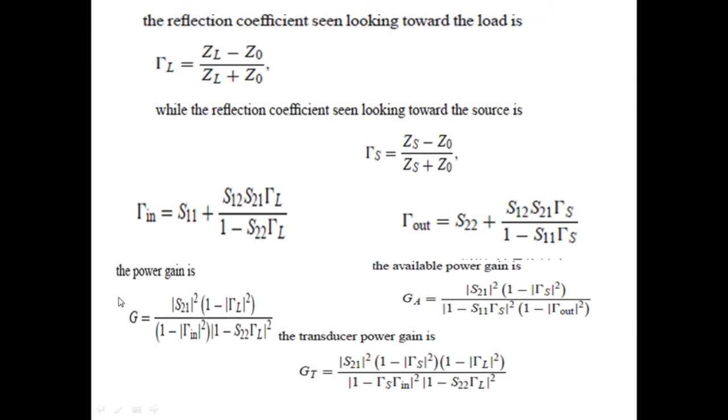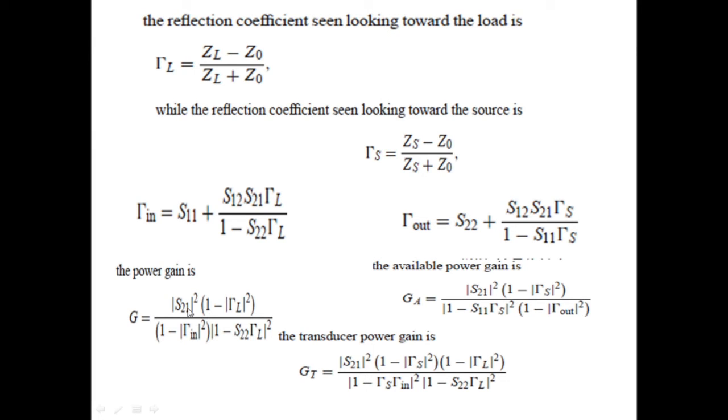Similarly, the power gain formula: G equals mod of S21 the whole square into 1 minus mod of gamma L the whole square, divided by 1 minus mod of gamma in the whole square into mod of 1 minus S22 gamma L the whole square. And the available power gain GA equals mod of S21 the whole square into 1 minus mod of gamma S the whole square, divided by mod of 1 minus S11 gamma S the whole square into 1 minus mod of gamma out the whole square.